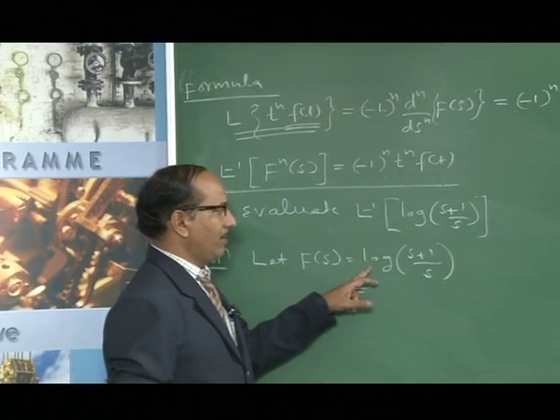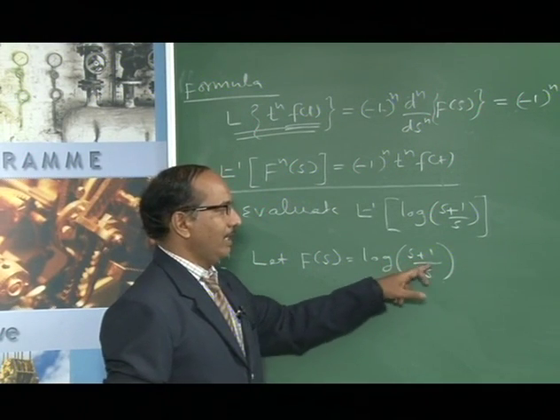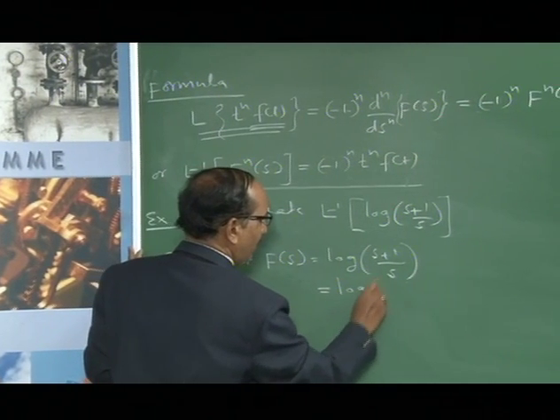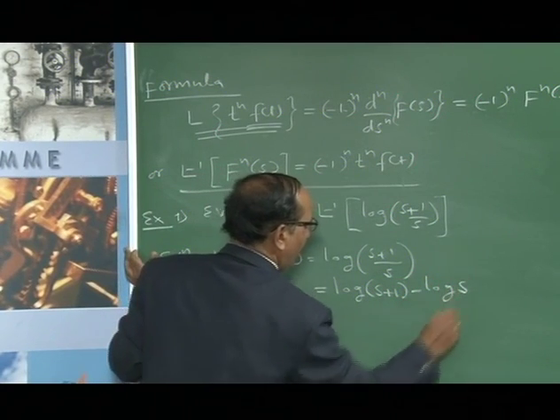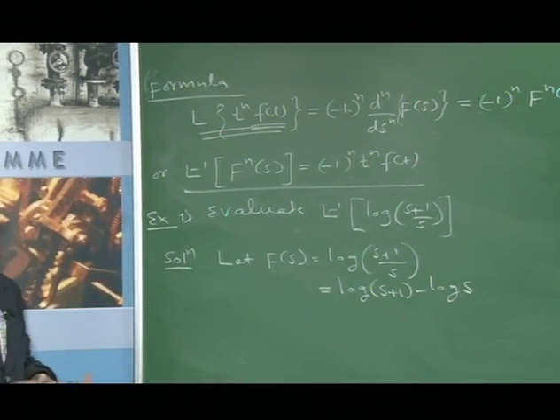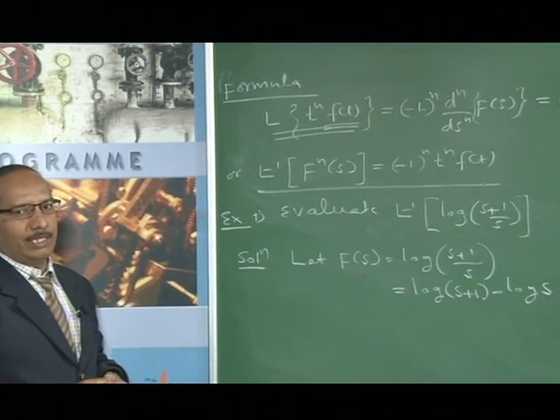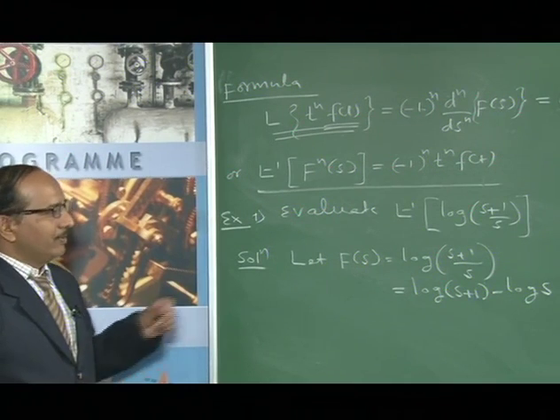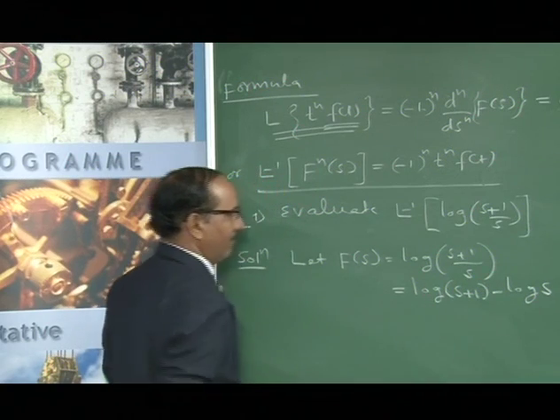What is the logarithmic property? Log of a divided by b one can write as log a minus log b. So, this is simplified to log of (s plus 1) minus log of s. There is a property, log a by b is log a minus log b. At every stage you can check whether the inverse tables are available or not. Log of (s plus 1), we do not know the inverse of this, even log of s also.